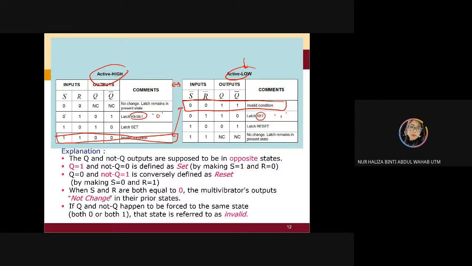And for 1, 0 here, just now for your active high, it was set, which is maintained as a 1. But now it's changed to be a reset. And lastly, 1, 1 just now was invalid. Now it's going to be no change, which is similar to your 0, 0 for your active high. So it is just vice versa. Then this is the explanation for this whole table.